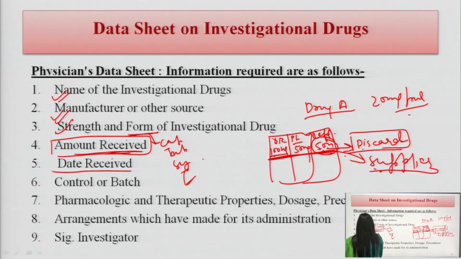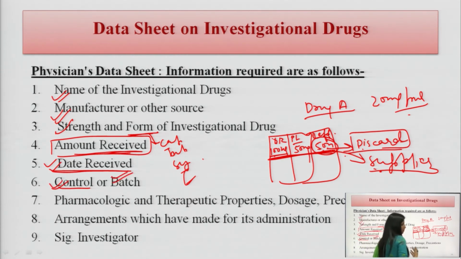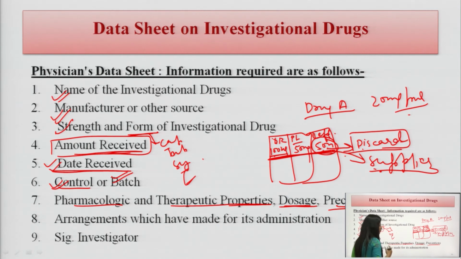Then there is a date received, on which date a particular formulation is received. Then what is the batch control or batch number? Yes, this information is taken from the manufacturers. Another is the pharmacological and therapeutic properties of the formulation, and there are the dosage and the precautions of the drug, so that when we are giving it to the patient, we should at least have those precautions, and we will give it with the precautions or questions.